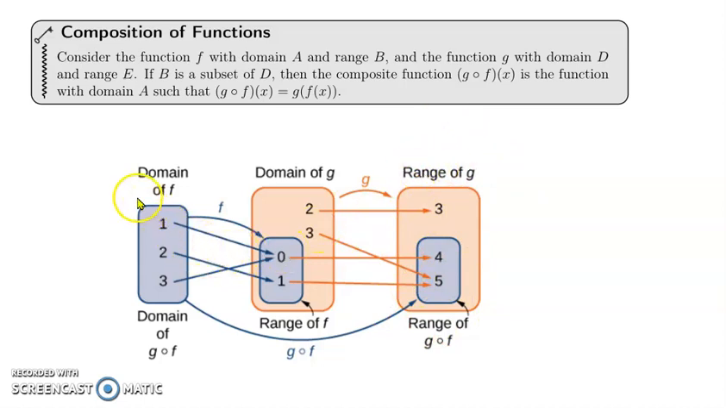So what are the inputs of g dot f? The inputs are 1, 2, and 3, right? And the outputs are 4 and 5. So 1 goes to 0, 0 goes to 4. 2 goes to 1, 1 goes to 5. 3 goes to 0, and then 0 goes to 4.